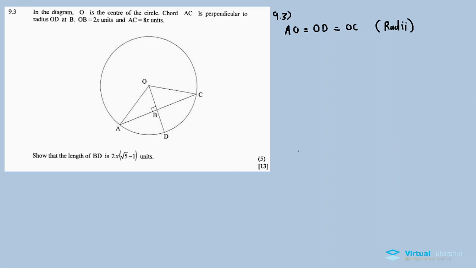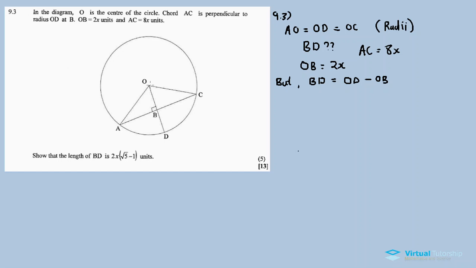So we want to prove, we need to show that the length of BD is equal to this. So we want to know that BD is equal to what? They told us here, but we need to calculate and show that BD is equal to that. So our aim is to calculate BD, right? And then OB is given as 2x, and then AC is given as 8x. So I'm just taking out the data here. But BD can be calculated using this idea or this formula.